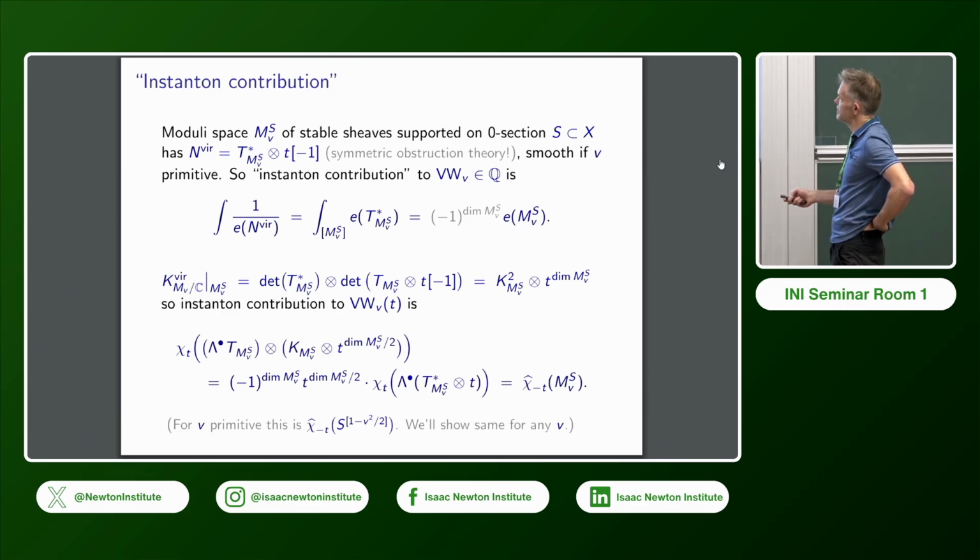It also gives you a load of t's. I can't see where those are. Oh, those are here. Anyway, there may be some t's missing. I apologize. And then you've got this square root of the virtual canonical bundle. That gives you this term.